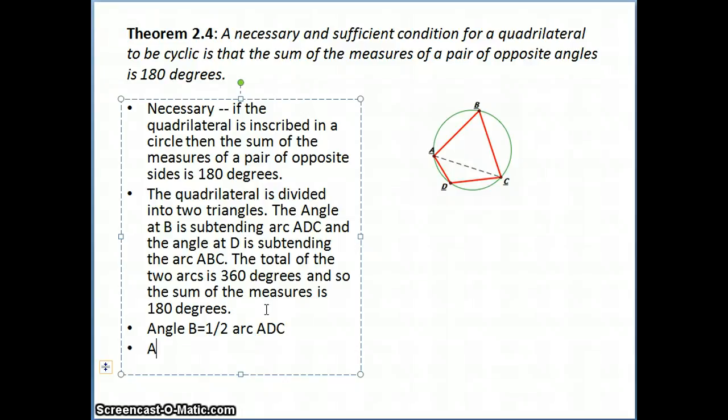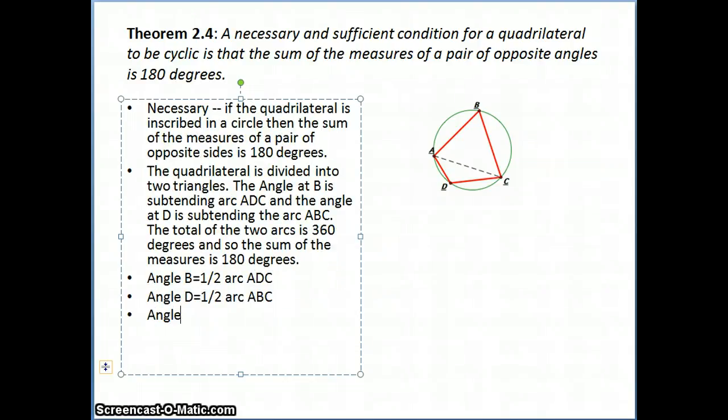And also angle D is half of arc ABC. Both of these are implied by theorem 2.2, the inscribed angle theorem. So we want to find angle B plus angle D. When I say write down angle B plus angle D, I mean the measure of both is equal to half of.